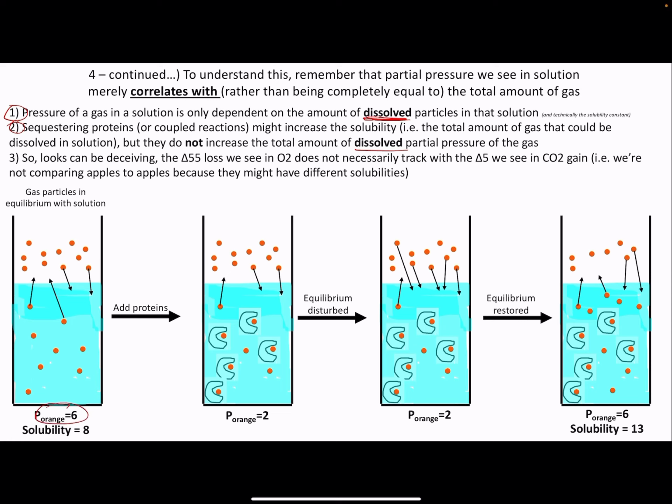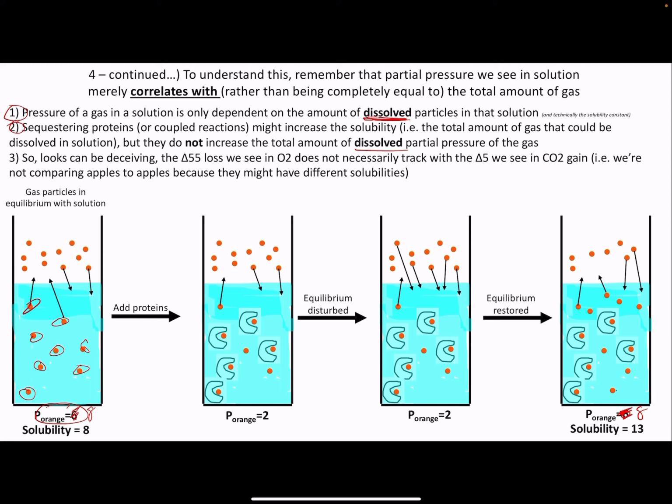We have orange things in solution. I'm going to go out on a limb, and I'm just going to call this 8. Maybe it's 6. Doesn't really matter. So there's 8 things in solution. So let's say that the pressure is 8, and then the solubility is 8.